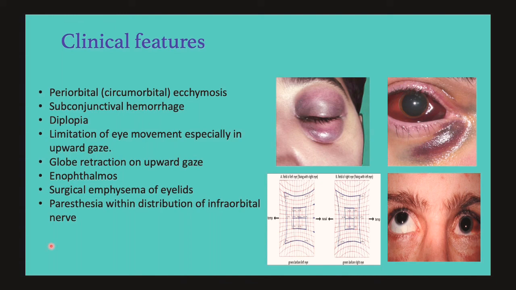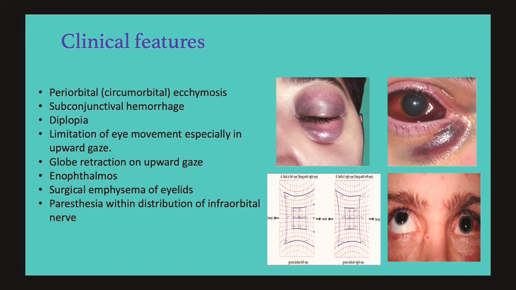Clinical features of orbital floor fractures include periorbital circumorbital ecchymosis, subconjunctival hemorrhage, diplopia, limitation of eye movement especially in upward gaze, globe retraction on upward gaze, enophthalmos, surgical emphysema of eyelids, paresthesia within distribution of infraorbital nerve.